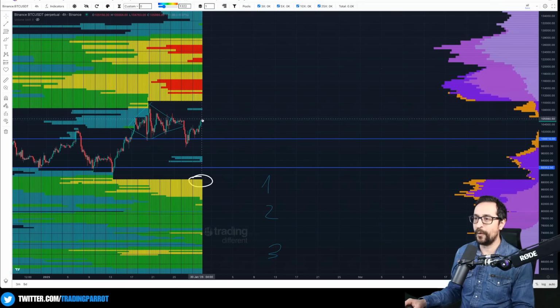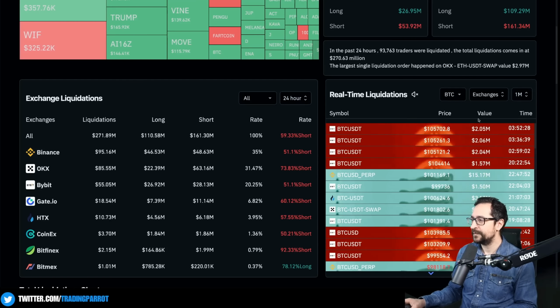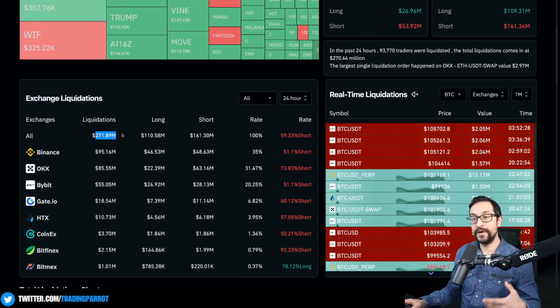Anyways, despite all the volatility, we are right there in the median, and a pullback is likely. We have crushed the shorts since yesterday. Now you can see that most of the liquidations, 60% almost, are shorts. The only thing is that there's been only 270.